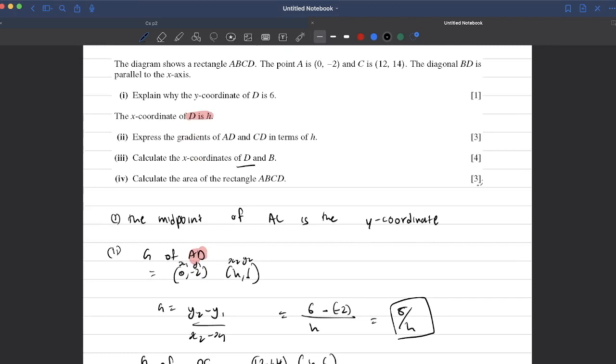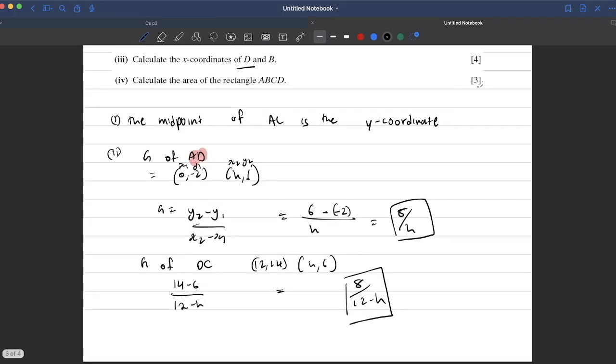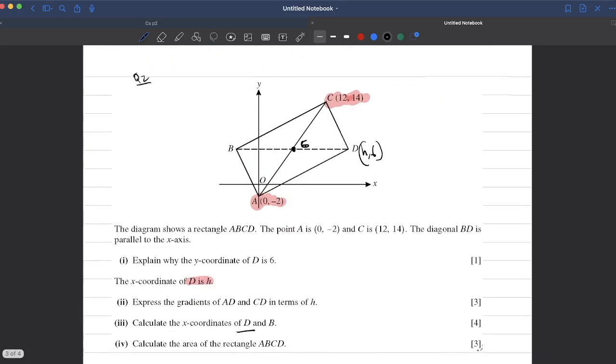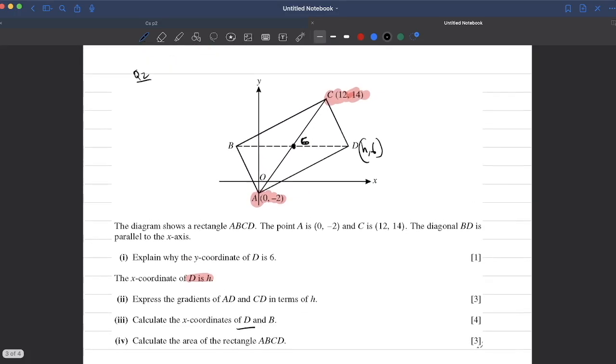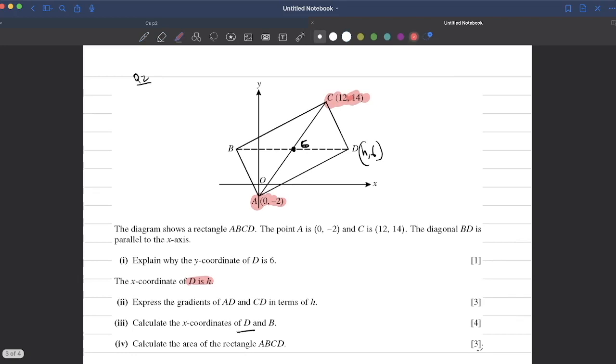To calculate the x coordinates of D and B, we know that when two lines are perpendicular, like this line here and this line, the gradients, when you multiply them together, will always become -1. If you multiply g1 with g2, you will get -1. You need to remember this rule.